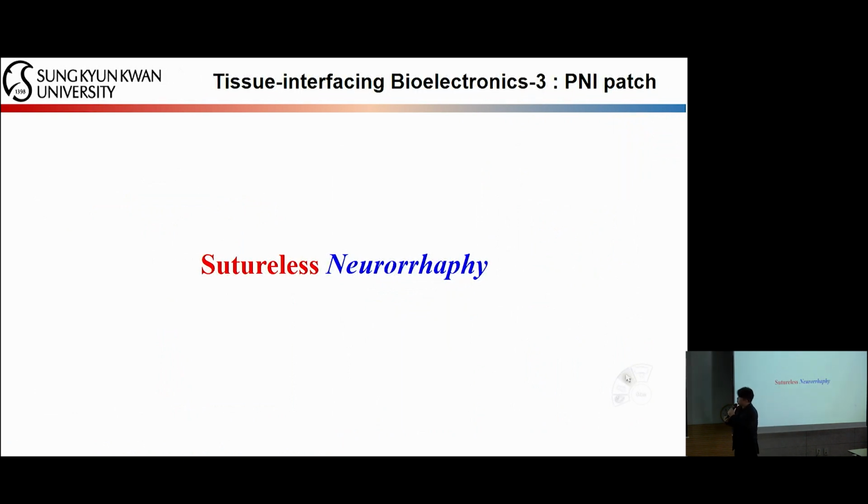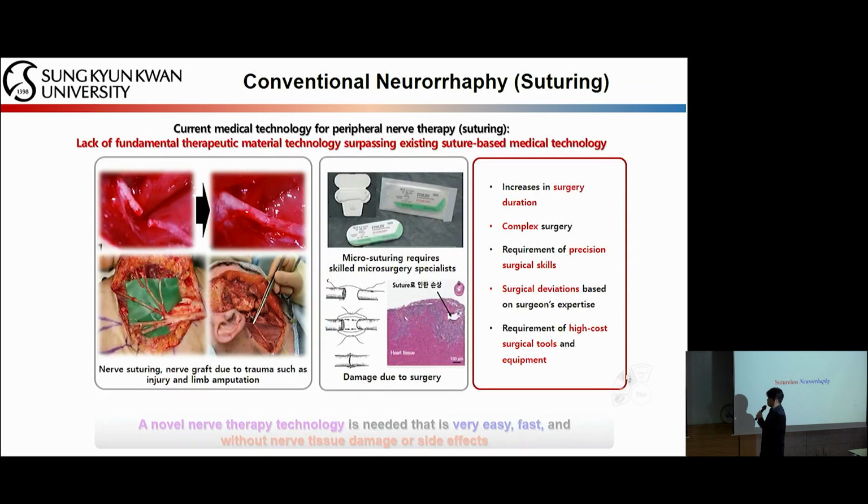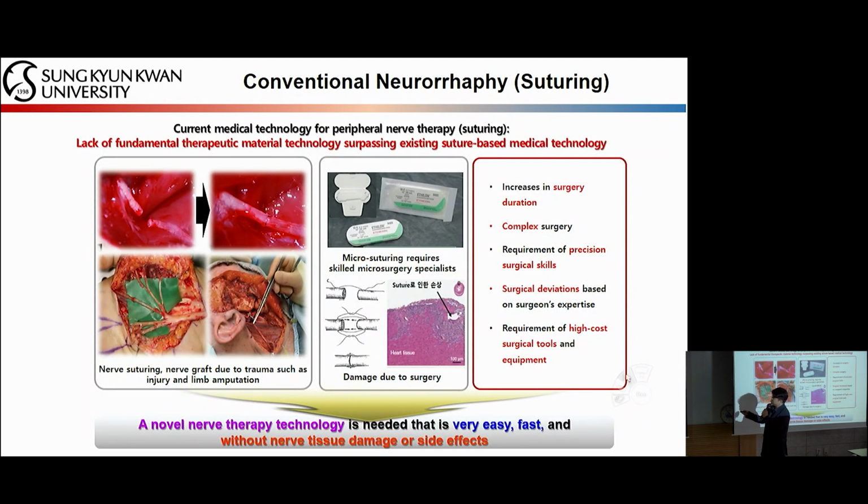All right, so this is the third topic, which is sutureless neurorrhaphy. Do you know neurorrhaphy? It sounds weird. Neurorrhaphy is a medical terminology. Neurorrhaphy means the surgical suturing of a divided nerve. Okay. So conventional neurorrhaphy, such as nerve suturing or nerve grafting, has been widely used to treat peripheral nerve injury like this.